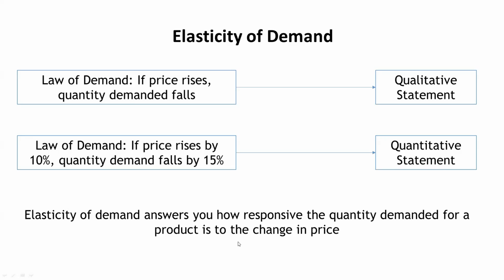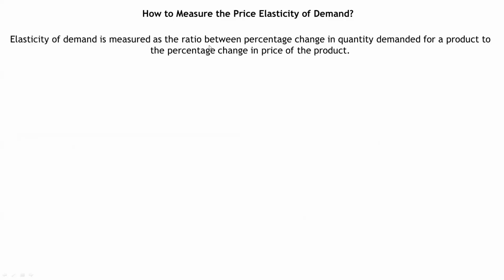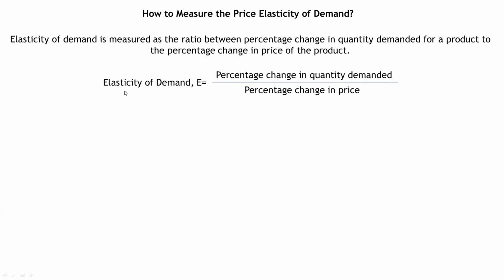Therefore, the elasticity of demand or price elasticity of demand is a measure of the responsiveness of quantity demanded for a good to a change in its price when all other influencing factors that determine the quantity demanded for the good remain the same. How can we measure this responsiveness? Elasticity of demand can be measured as the ratio between percentage change in quantity demanded for a product to the percentage change in price of that product. If we denote elasticity of demand by E, then E equals percentage change in quantity demanded for a good divided by percentage change in price of that good.